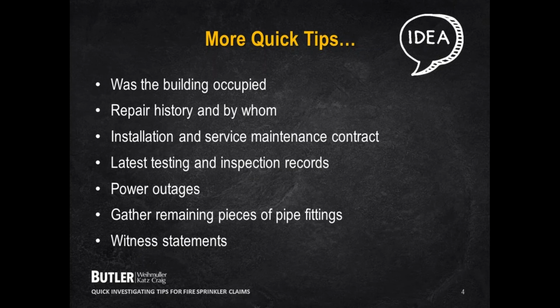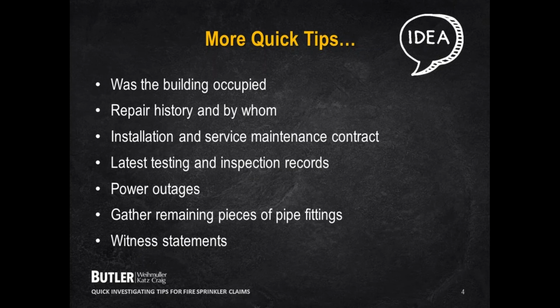It's important to know whether the building was occupied, or even if it's in one unit, perhaps a unit next door to the insured's loss unit was not heated. You could have surrounding units that are shut down and there's no heat on, which could contribute to a freeze incident. You'll want to know the repair history and by whom, and gather as much information as you can as quickly as possible so that you can place certain parties on notice if needed.